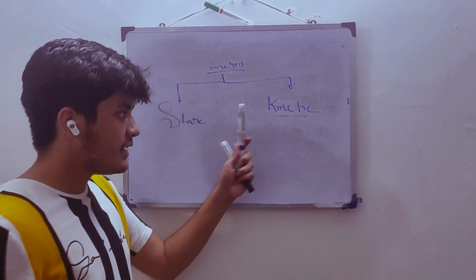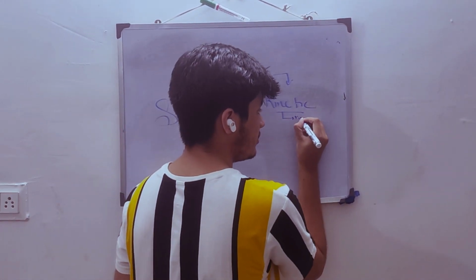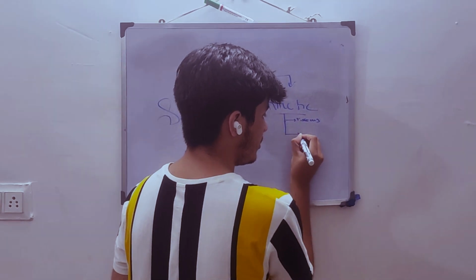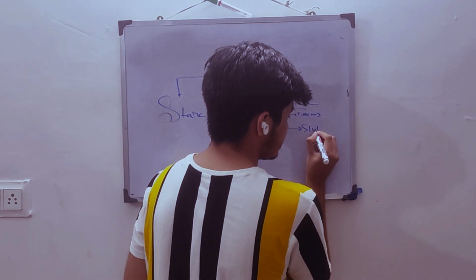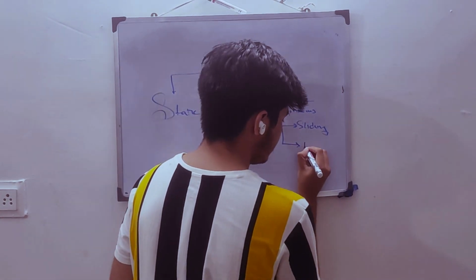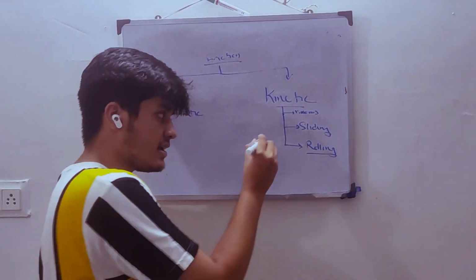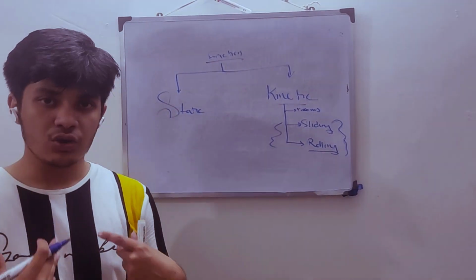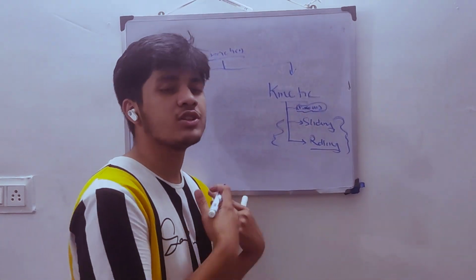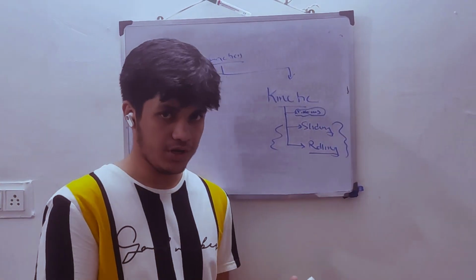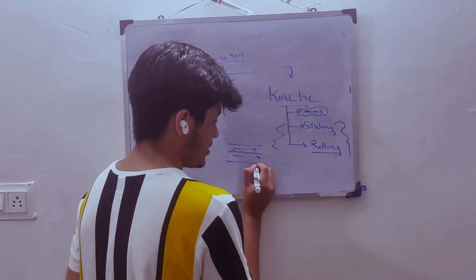Now similarly, kinetic friction can also be classified into three types: viscous, sliding, and rolling friction. Sliding and rolling friction act on a body. However, viscous friction is defined for viscous objects or a viscous body, that is, a liquid. This happens due to the different velocities or layers of liquid.